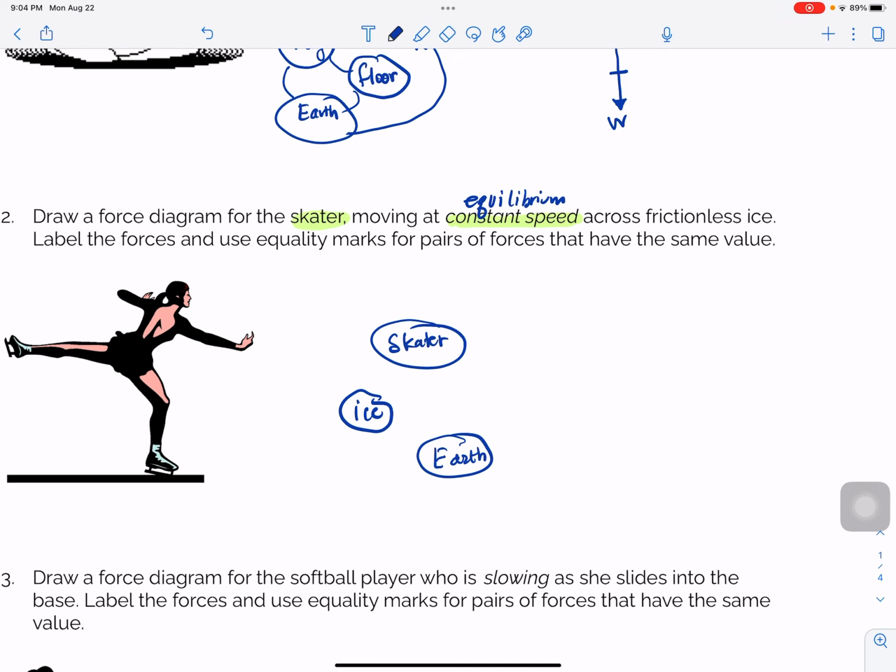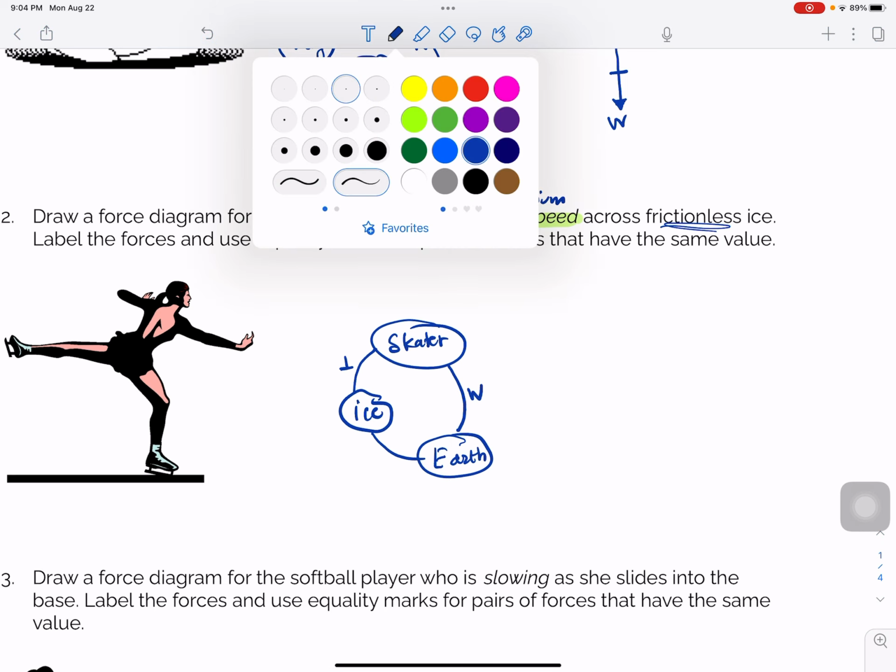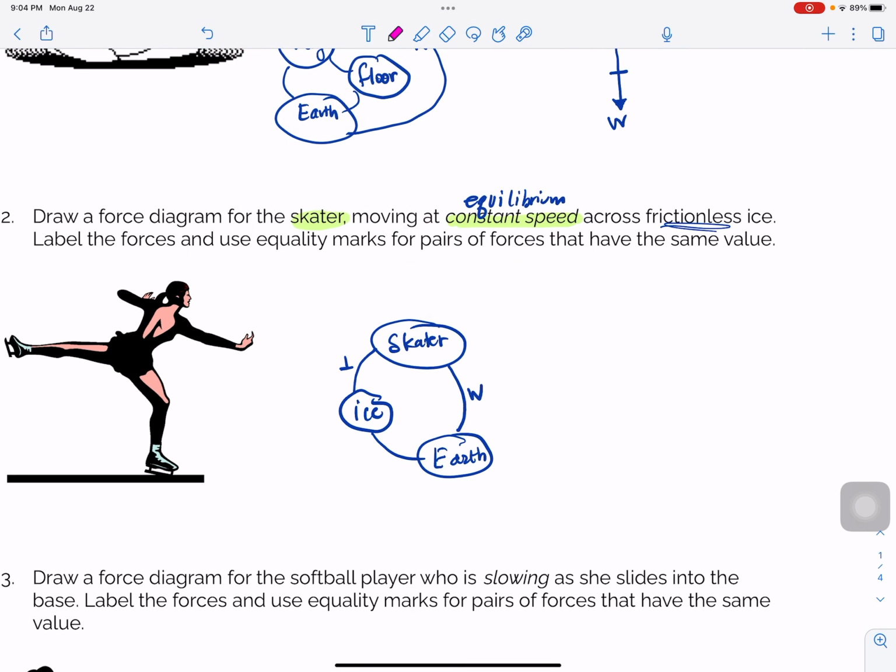So we've got an interaction between the ice and the skater. And this is the interaction that is perpendicular. I've got frictionless ice, so I do not have a second interaction between the skater and the ice. There's not going to be friction. Sometimes I can have two interactions, but there's only the one. And then between the skater and the earth, we have the weight interaction, and then we can also do the ice and the earth. I'm going to draw a boundary around the skater.